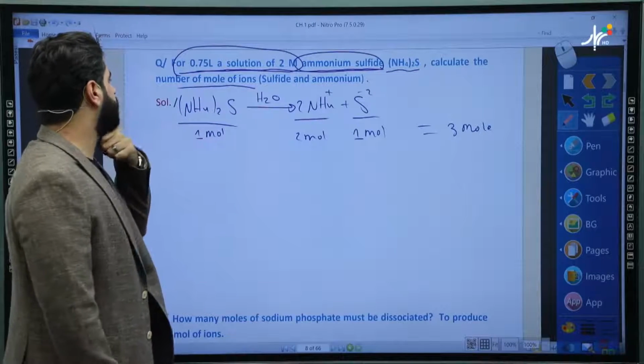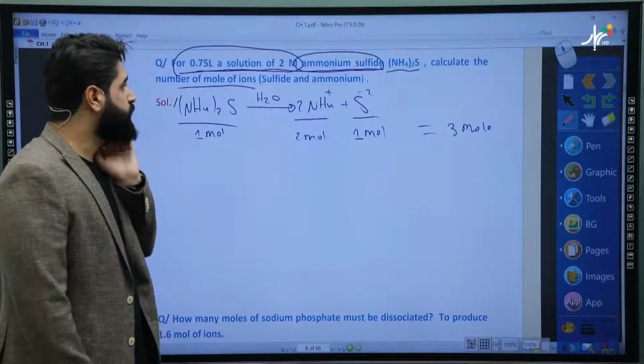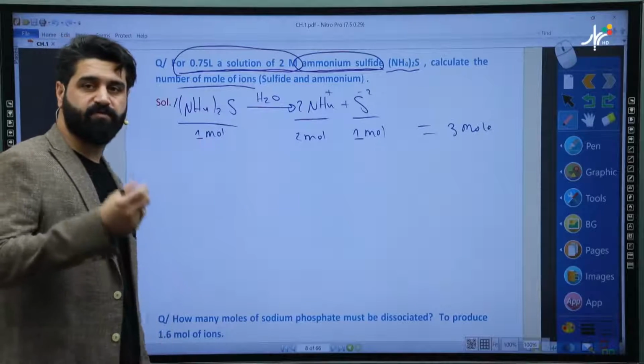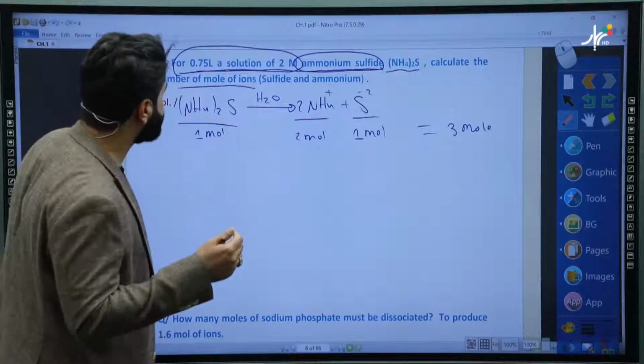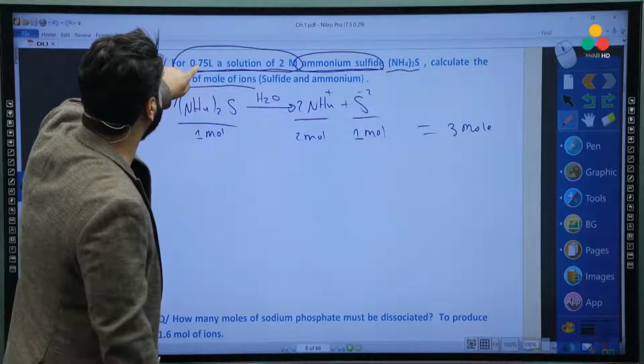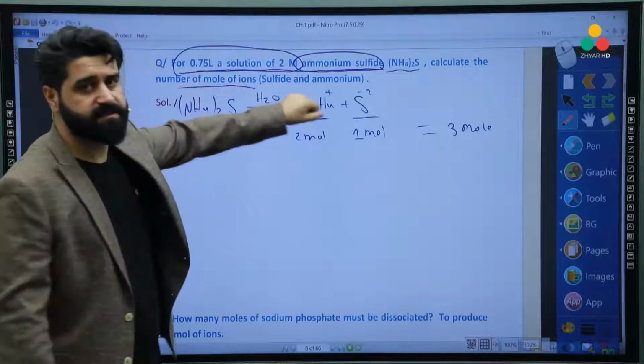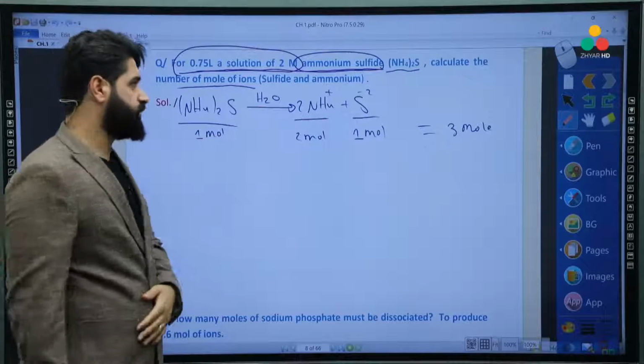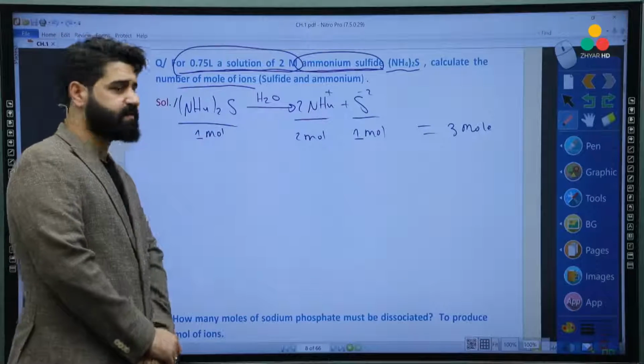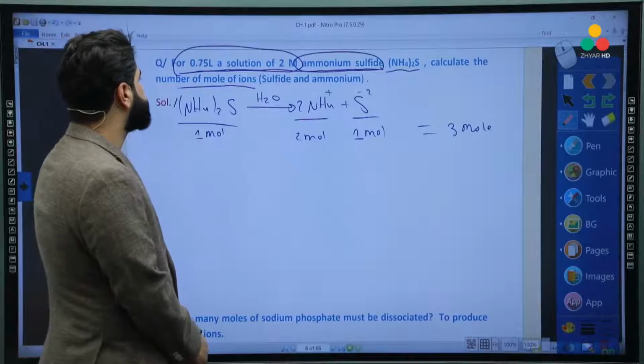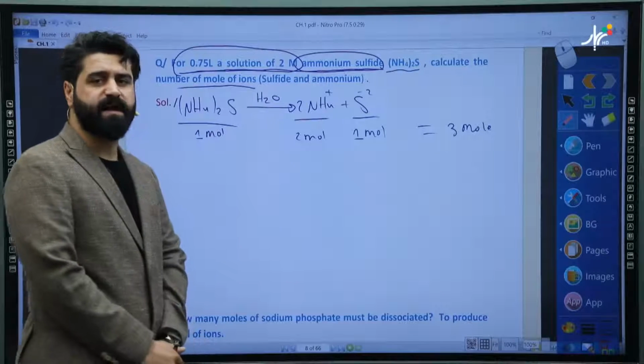So what we have to do? We have to calculate the number of moles. How can we get the number of moles if we have liter and molarity? How can we get the number of moles? Okay, you have to remember that. You studied that kind of question many times.